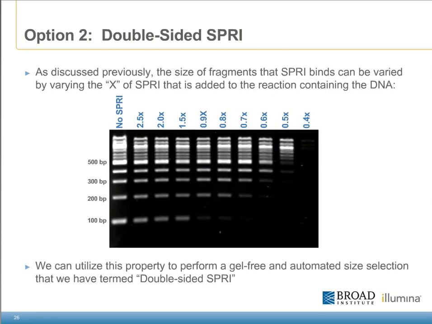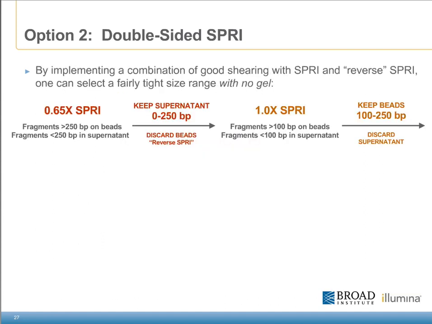So option 2, if you don't need sizing that's super tight, but you need some kind of specificity there, is something that we call a double-sided SPRI. As I previously showed, and I've got this gel picture up here again, you can vary the size of fragment that SPRI binds by varying that X of SPRI, so that ratio of SPRI to your DNA. And we can utilize this property to perform a gel-free and automated size selection. So I'm going to go through this now. It's a little bit confusing, so I'm going to go through it kind of slowly.